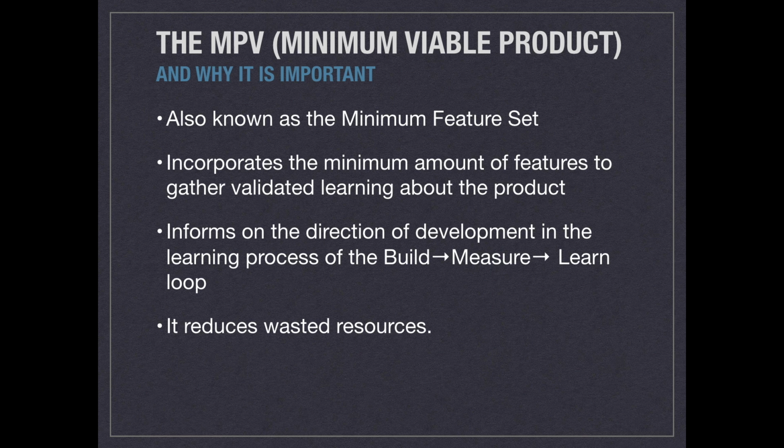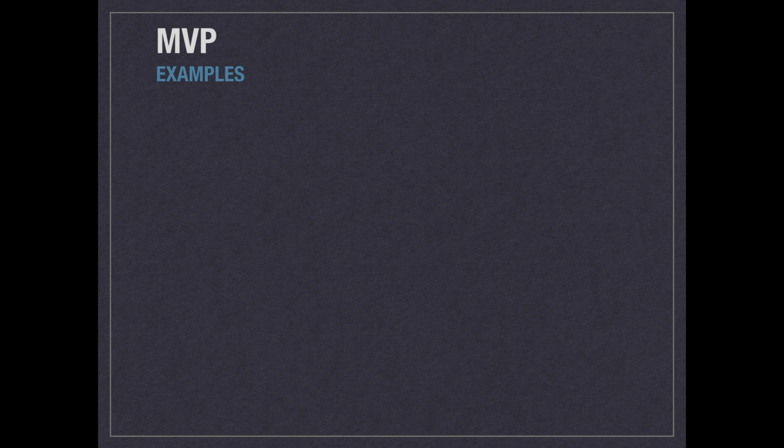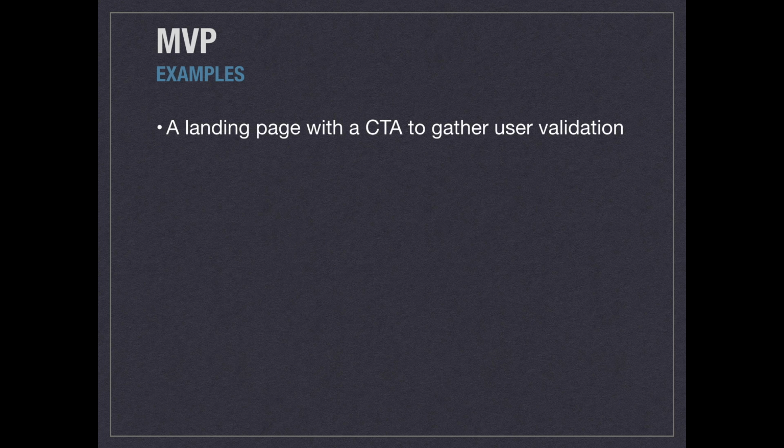These resources can be time, development, code, you name it. By building the minimum feature set, we don't waste time in building things in the future that we may not end up needing. So let's take a look at some MVP examples. The first one could be a simple landing page with a CTA, or call to action, to gather user validation. This could be like, enter your email if you want to be notified when this product is ready.